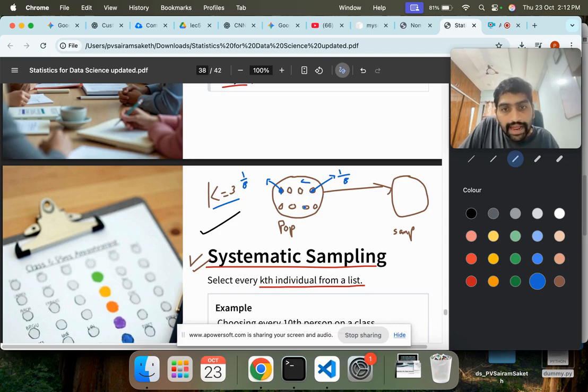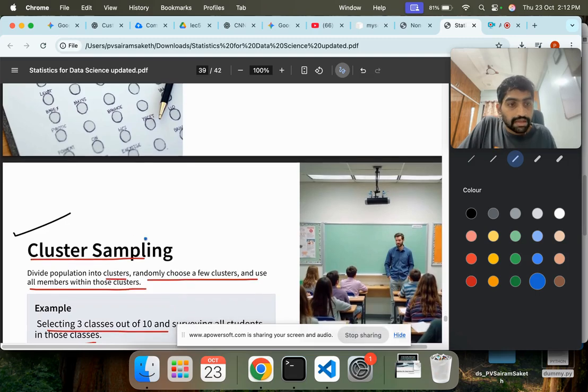Will be 1 by 8. And the probability of getting this value is also 1 by 8. So here also the concept of probability is being used. In cluster sampling also, probability is used.